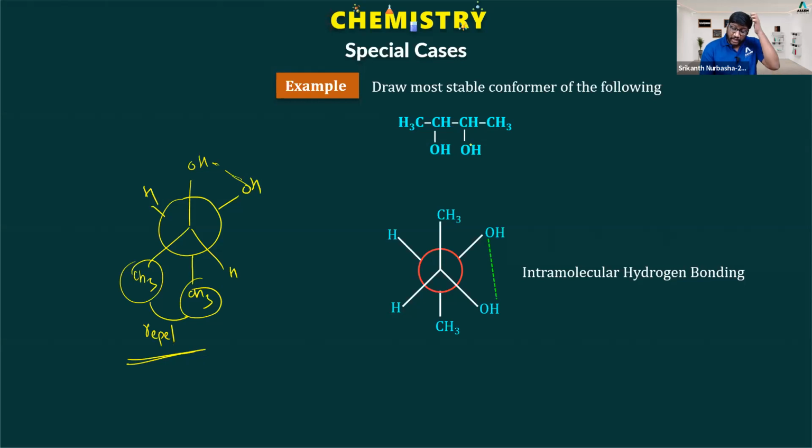The CH3 groups, wherever no intramolecular hydrogen bonding is possible, those bulky groups you separate maximum, and those groups where intramolecular hydrogen bonding is possible, you keep at gauge. Then you say that molecule is the most stable conformer. The molecule where the two OH groups are at an angle of 60 degrees and the two methyls are maximum separated will be the stable molecule. This is the correct gauge form, which is more stable.